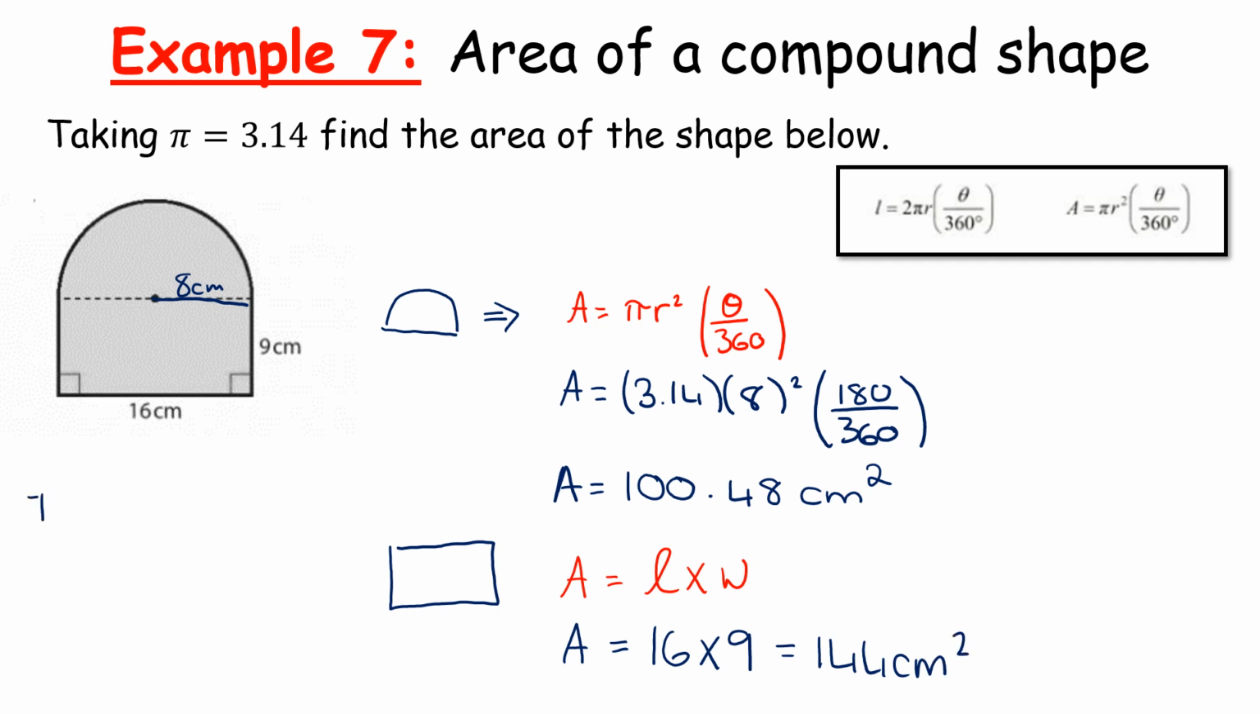So then the total area is just going to be a combination of my two shapes. So that's going to be 100.48 plus 144, and we end up with 244.48 centimeters squared. So that is the area of the compound shape. So just to remind yourself that actually semicircles, they are sectors, so you can use your sector formulas from your log tables to help you with those.